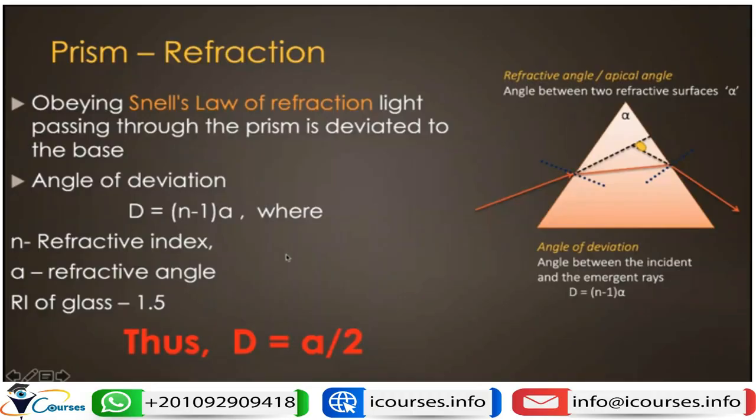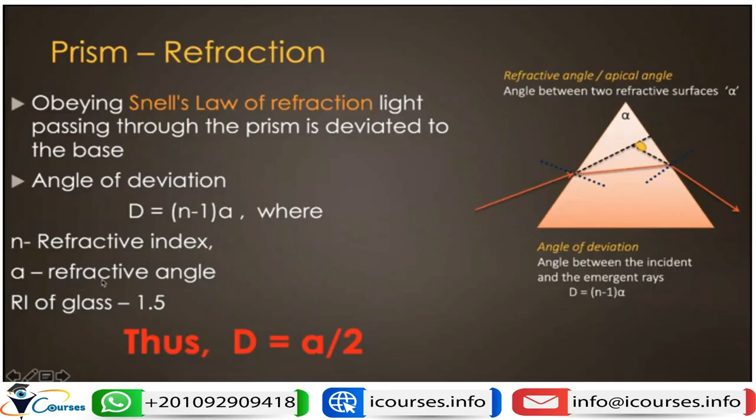Angle of deviation equals d. So the d, which is the angle of deviation, equals the refractive index of the material of the prism subtracted from 1, and then all of this will be multiplied by alpha. So n is equal for refractive index.